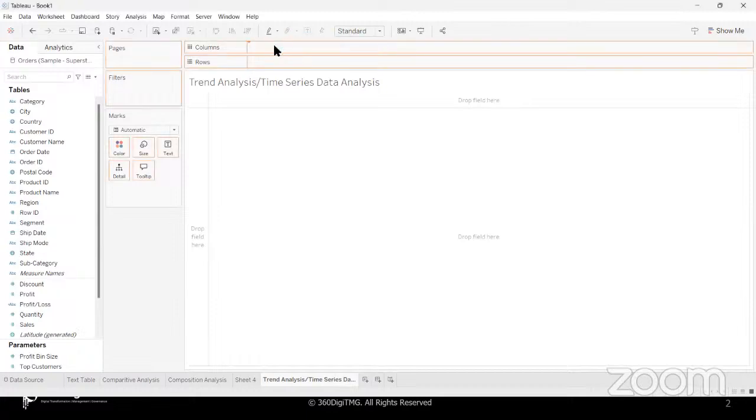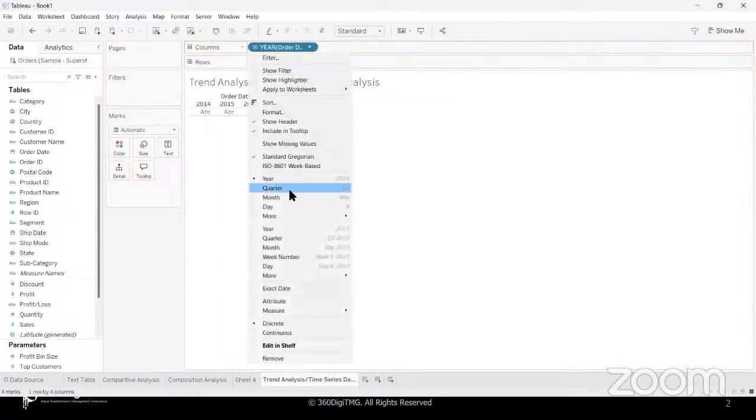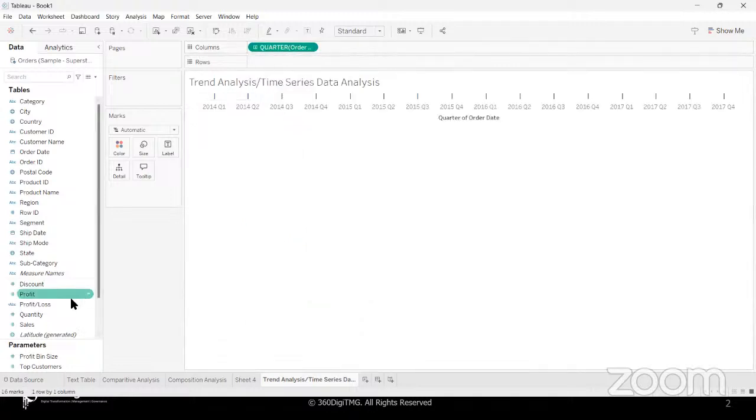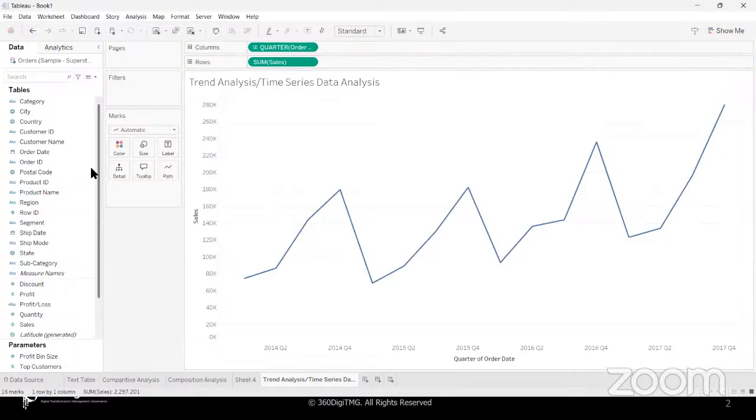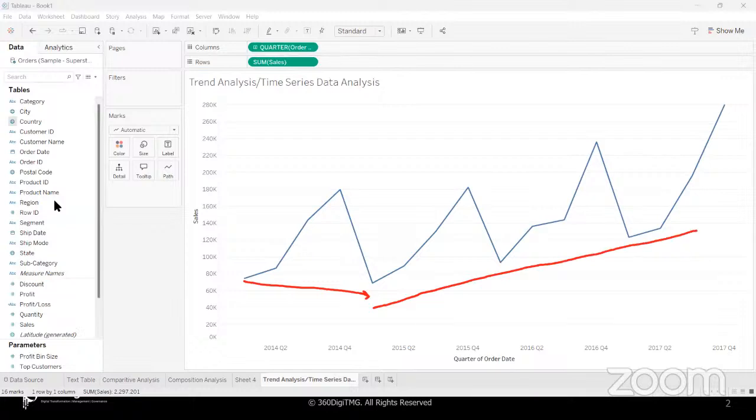So I will use date, and then you can choose the level at which you want to present it. Let's say we are checking the sales. Now look at this graph. What do you think is the trend in the data over a period of time? Though initially it might have dropped, after that it is steadily rising. So there is an upward trend in this data.